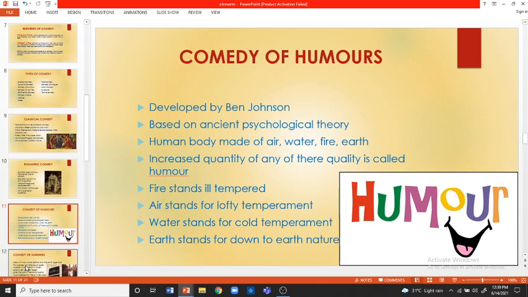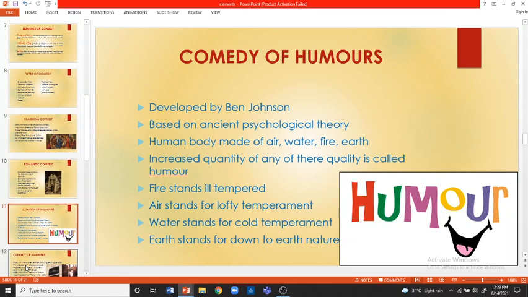Fire stands for ill temperament, air stands for lofty temperament, water stands for cold temperament, and earth stands for down-to-earth nature. These are the different temperaments of human beings also.